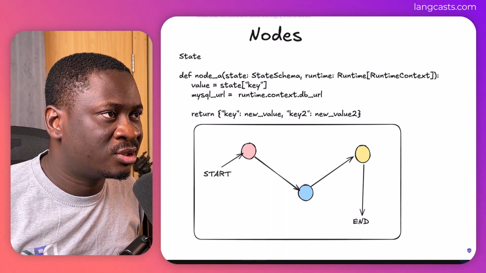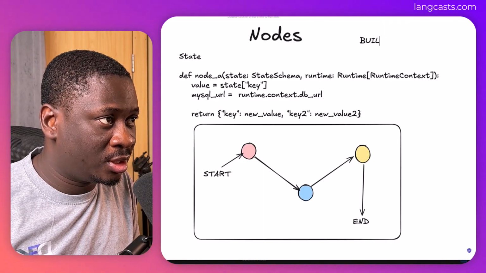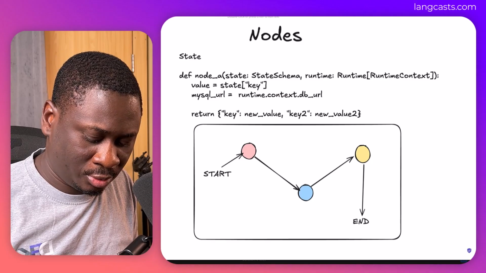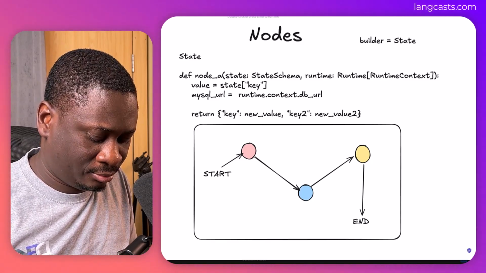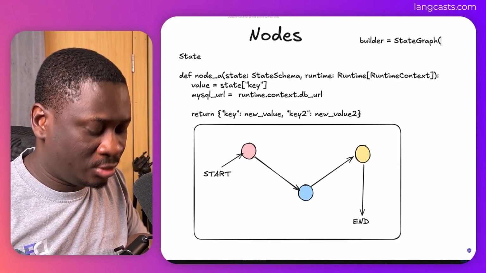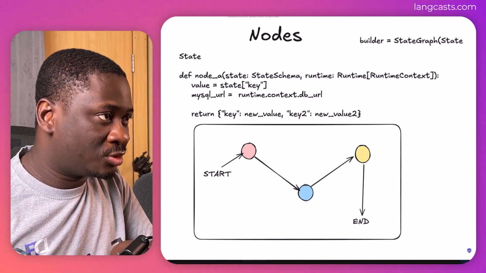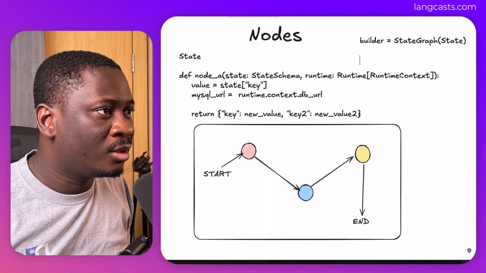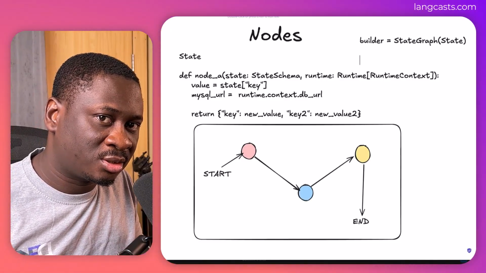So when you set up your graph, you say builder equals StateGraph, and you pass in your graph state, or let's just say state. So you pass in your state to StateGraph, so you have your graph builder. Now inside your graph builder, once you have defined your node, you have to add it to this graph builder.